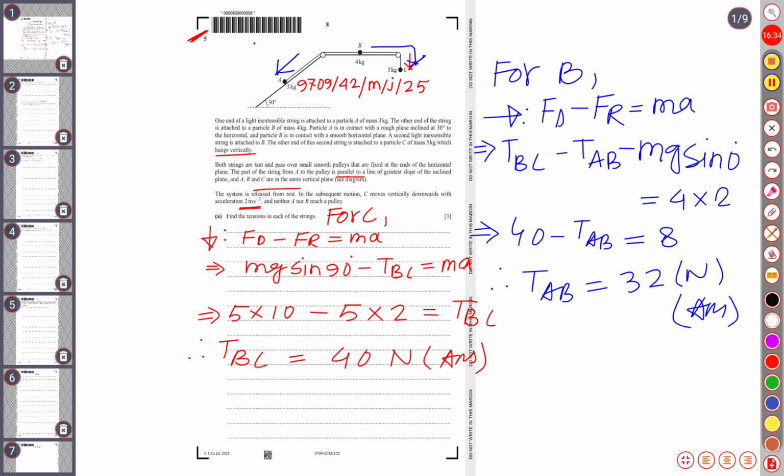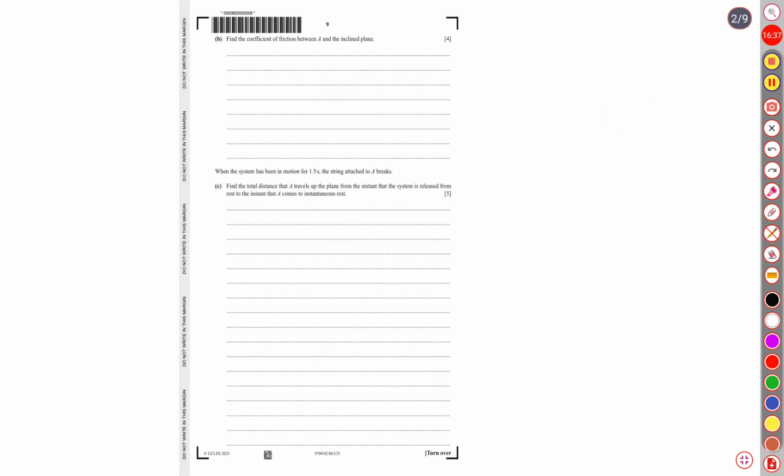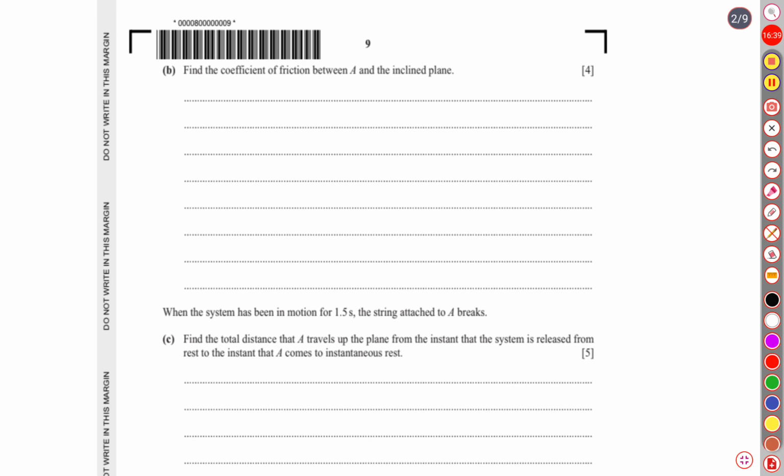Let's see question number B. B says, find the coefficient of friction between A and the inclined plane. Frictional coefficient is a different topic. We will discuss it in another question, since question B belongs to frictional coefficient, which doesn't belong to our present topic. So let us solve number C.